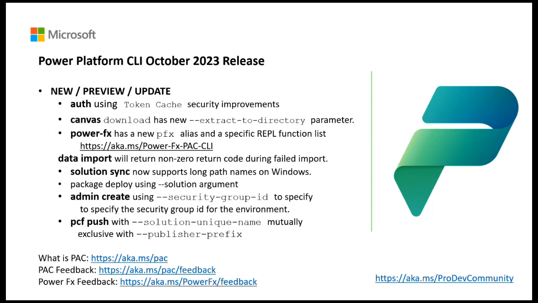Also, we had heard from our community that PAC data import was failing, and we were not getting any return code. So here's an improvement that returns a non-zero return code during a failed import. We have PAC solution sync. It now supports long path names on the Windows platform, and we have PAC package deploy, so you can use the solution argument with that.